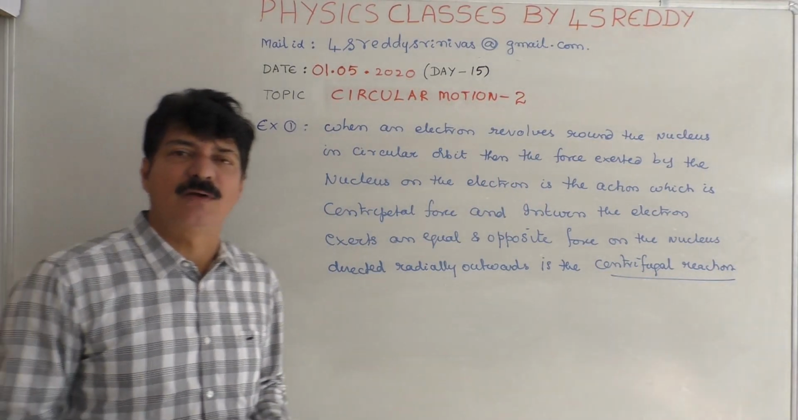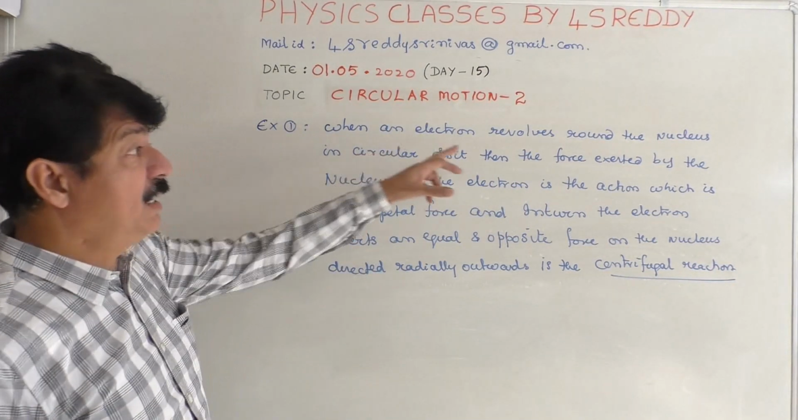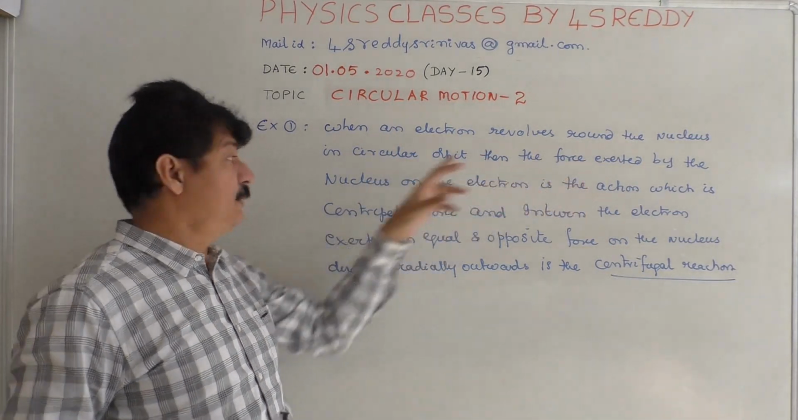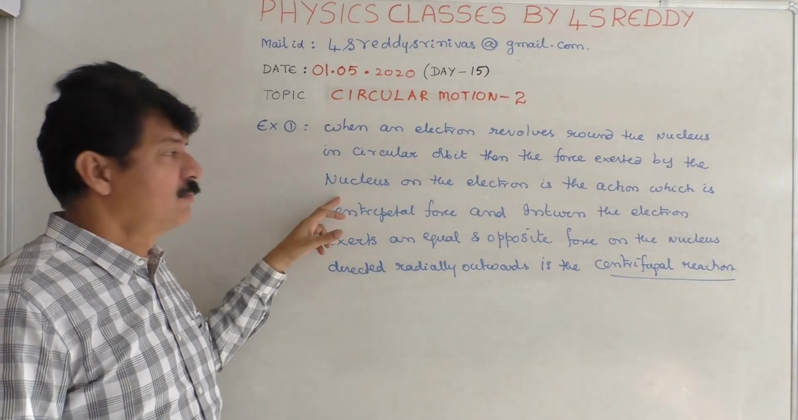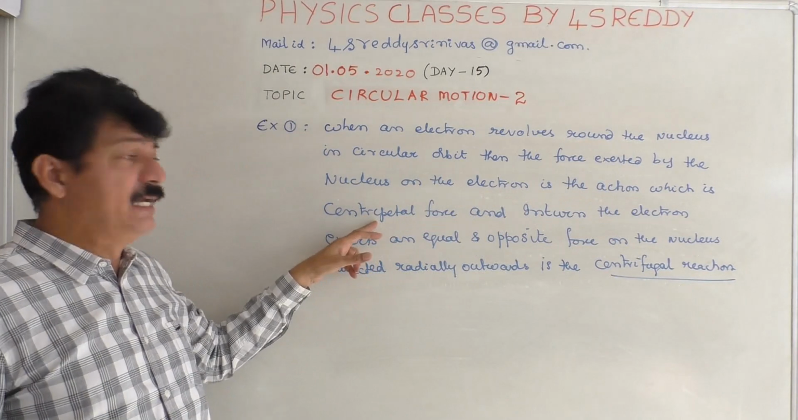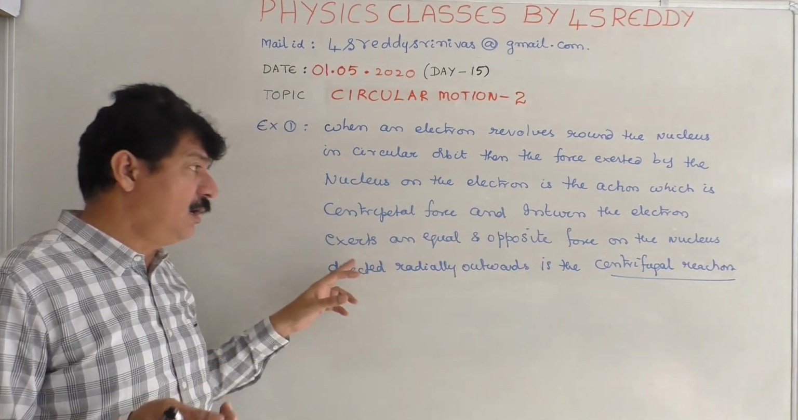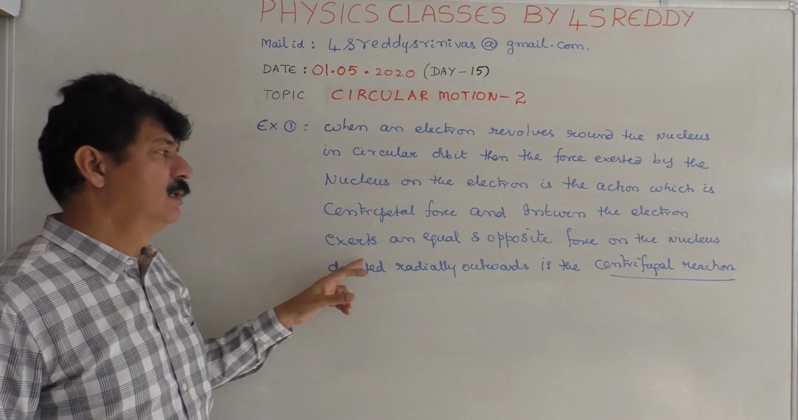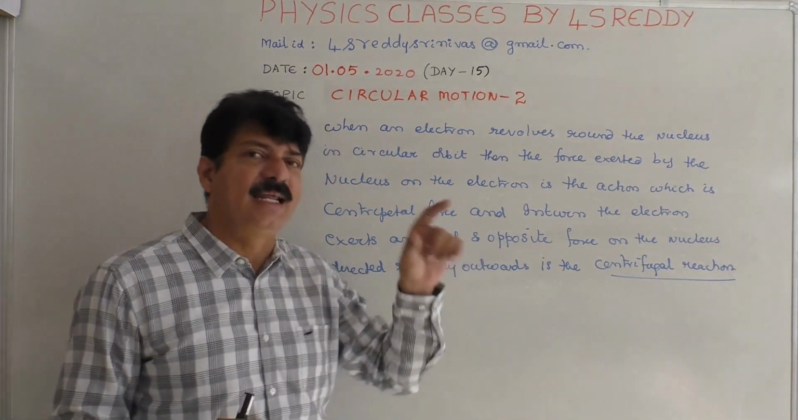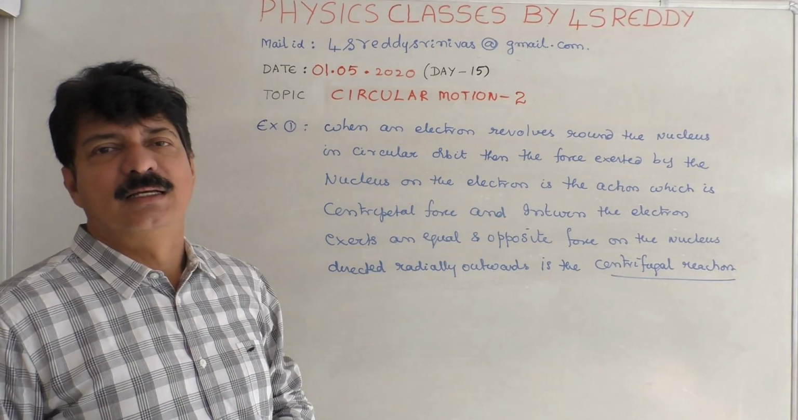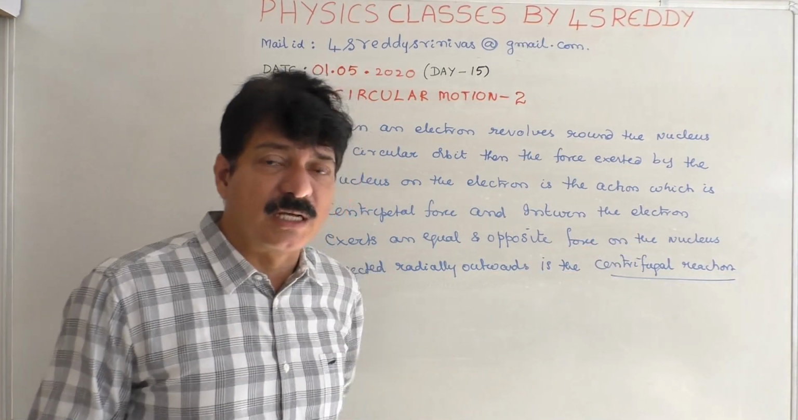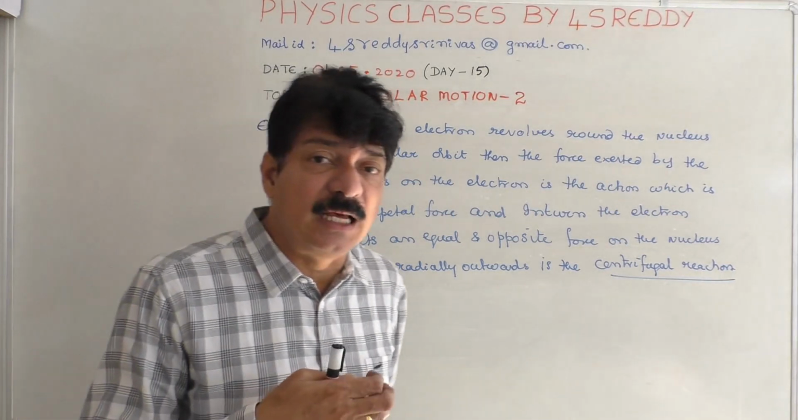This is an example that you can give. When an electron revolves around the nucleus in a circular orbit, the force exerted by the nucleus on the electron is the action, which is called centripetal force. In turn, the electron also exerts an equal and opposite force on the nucleus directed radially outwards, called centrifugal reaction. That means the electron exerts force on the agent. Here the nucleus is the agent.